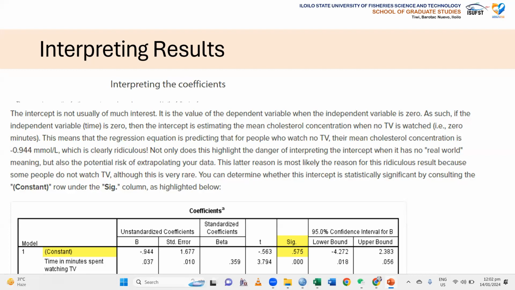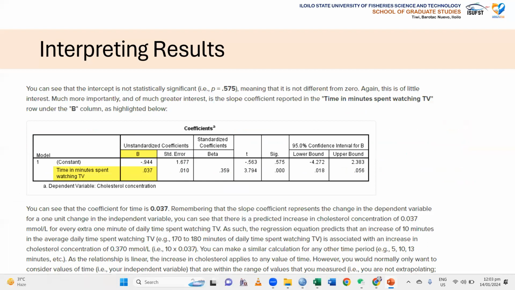Now, however, this intercept is not statistically significant because it's greater than 0.05. You can see that the intercept is not statistically significant, meaning that it's not different from 0, because this one is close to 0. Again, this is of little interest. Much more importantly and of much greater interest is the slope coefficient of your independent variable.